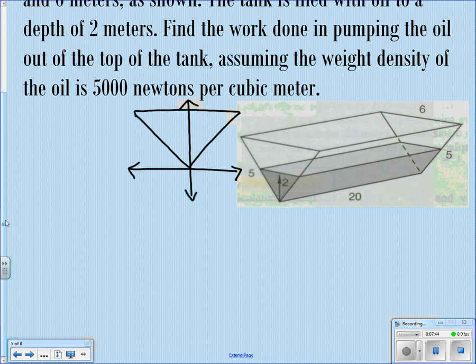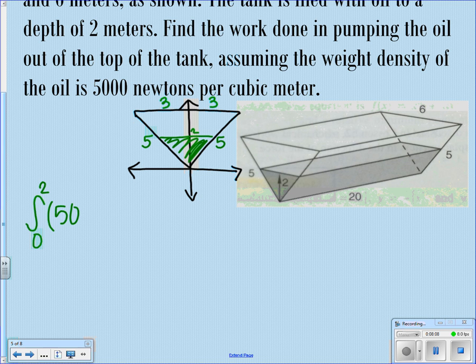Now we have our fluid. It's a depth of 2. So this number right here is going to be a 2. We know that this length is 5. And then the top side is 6. So this one is 3 and that one is 3. So we're going to integrate. And we're going to go from 0 to 2 because that's where our fluid is. Our weight density is 5,000.